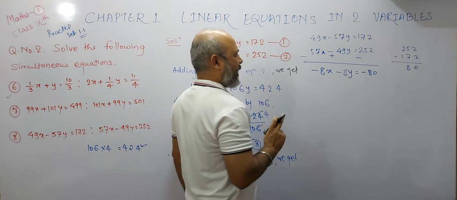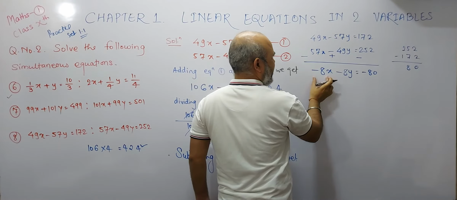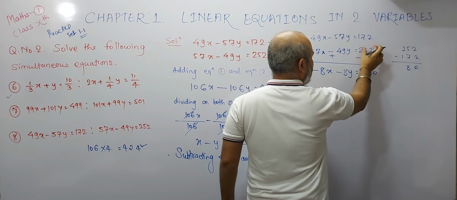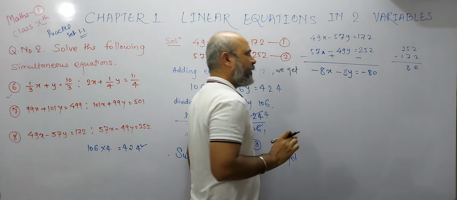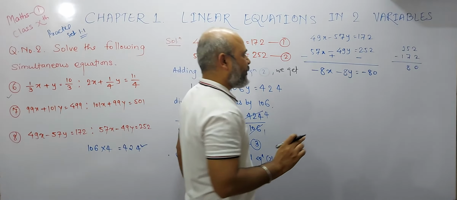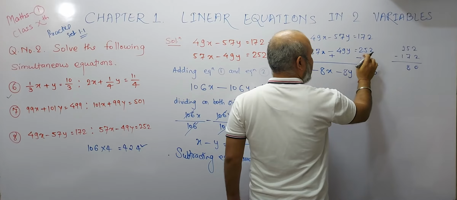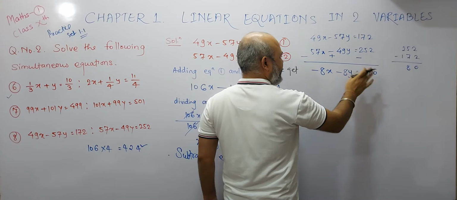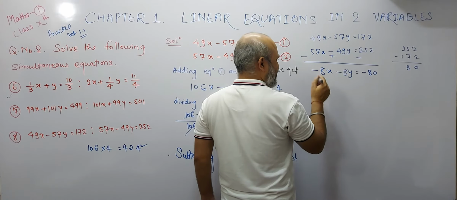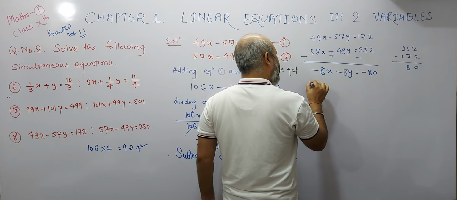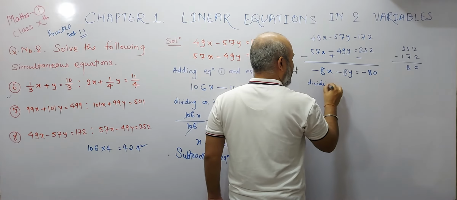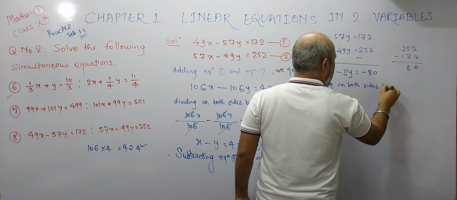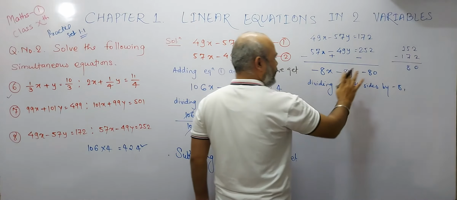Okay, from the first term you will get minus 8x, this is plus 49 minus 57, minus 8y, and this is equal to 172 plus 172 minus 252. This will be minus 80 because we take the greater number's sign. So the greater number's sign is here minus. Now student, divide, because each term is divisible by 8. So we will write, dividing on both sides by minus 8.